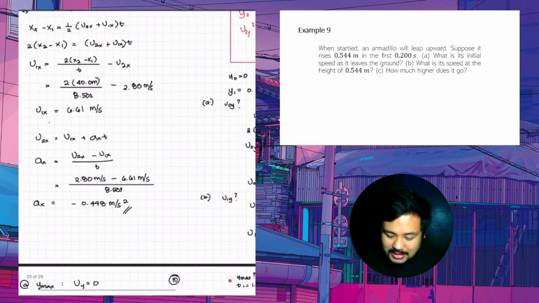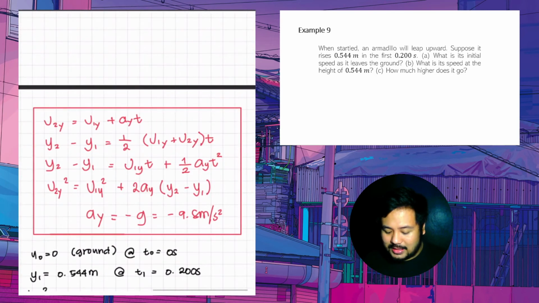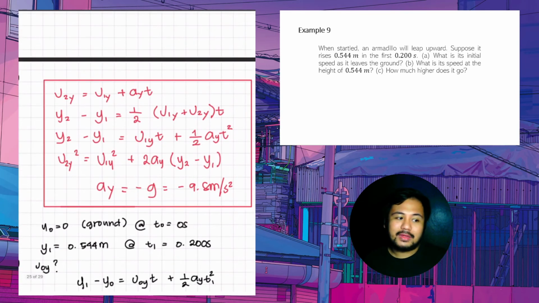Okay, so let's have this one. This armadillo, I don't know, it's an armadillo, is under free fall. In free fall, freely falling bodies are under constant acceleration. And our acceleration this time is just equal to negative g, negative 9.8 meters per second squared.